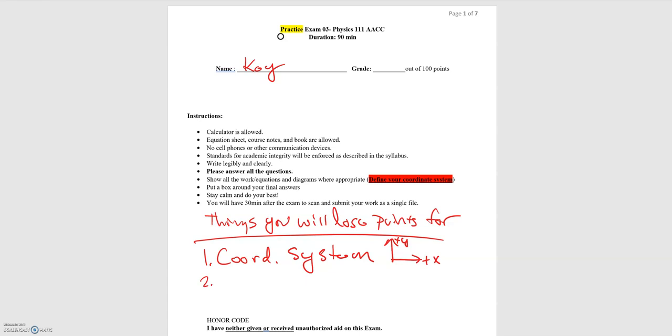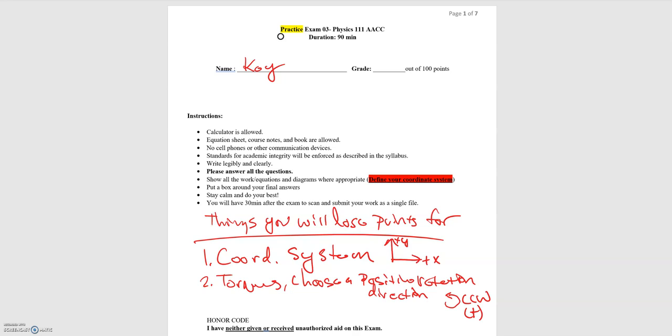The second, now for torques, you'll need to choose a positive rotation direction. So what do I mean by that? Well, we've been choosing counterclockwise. That's a terrible arrow. We've been choosing counterclockwise, CCW, to be the positive direction. It doesn't matter. You can choose clockwise to be the positive direction.